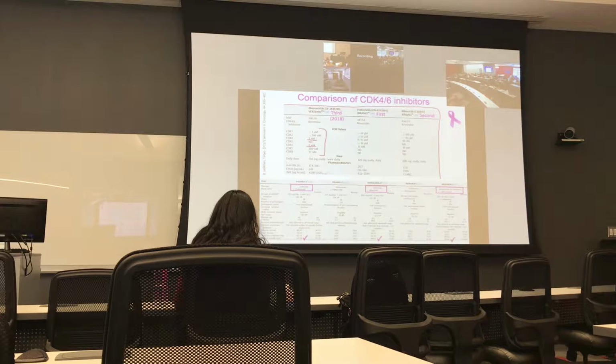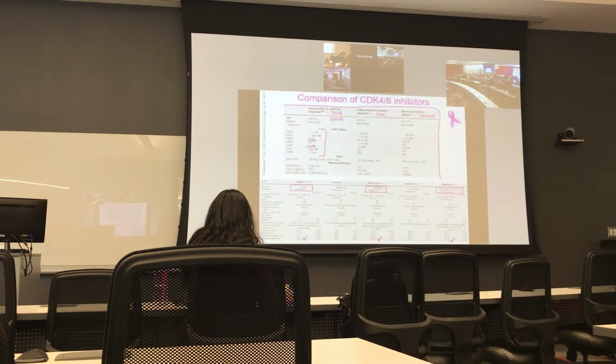These are all oral, which is a significant advantage, especially treating this population that's used to more oral inhibitors for their endocrine therapy. And then what I have on the bottom is another table from this paper where they're showing the results of the clinical trials, what they were in combination with. So palbociclib with letrozole, ribociclib with letrozole, and abemaciclib with anastrozole or letrozole.